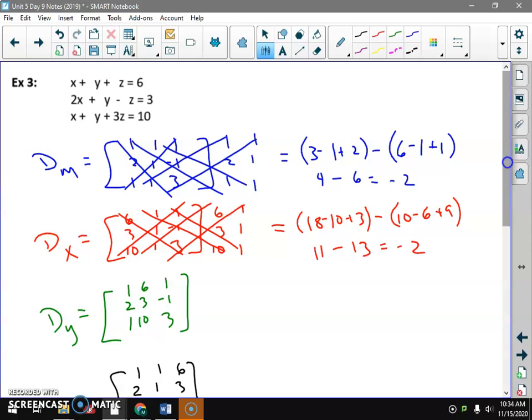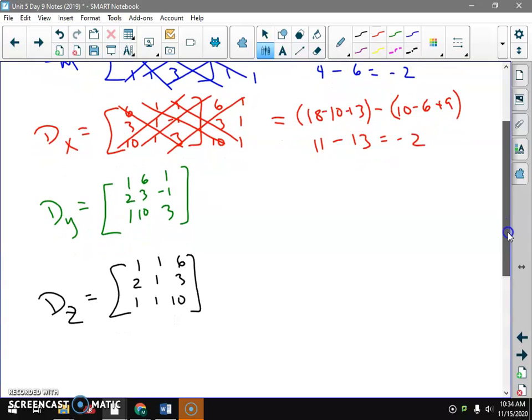If you wanted to right now, we could start solving. X equals dx over dm. X equals negative 2 over dm, negative 2. X equals 1, ordered triple. All right, let's move on to y.